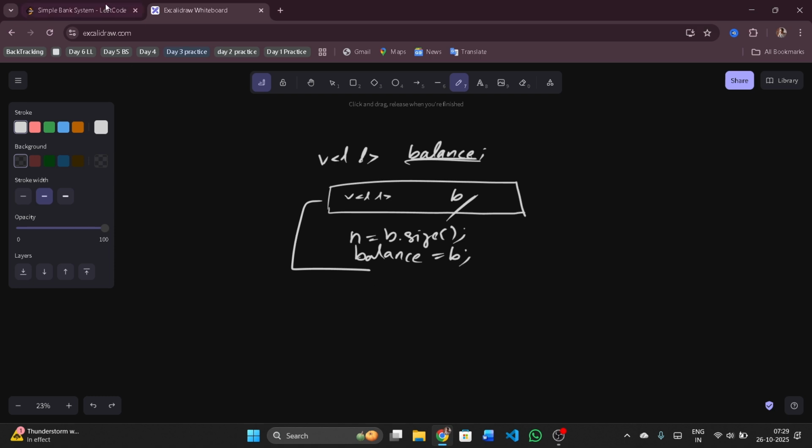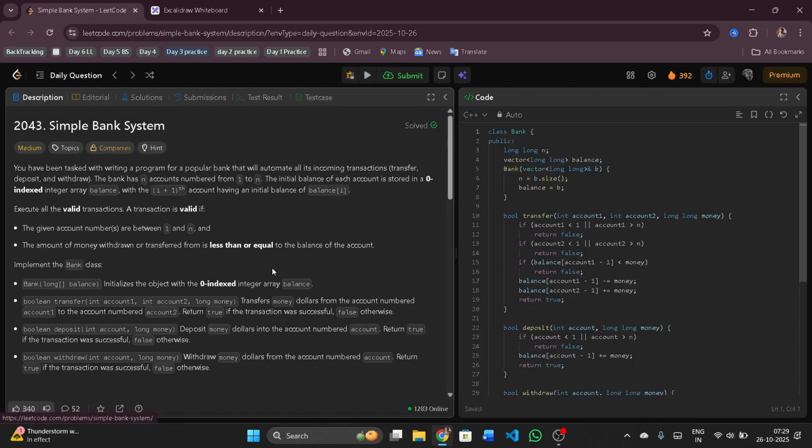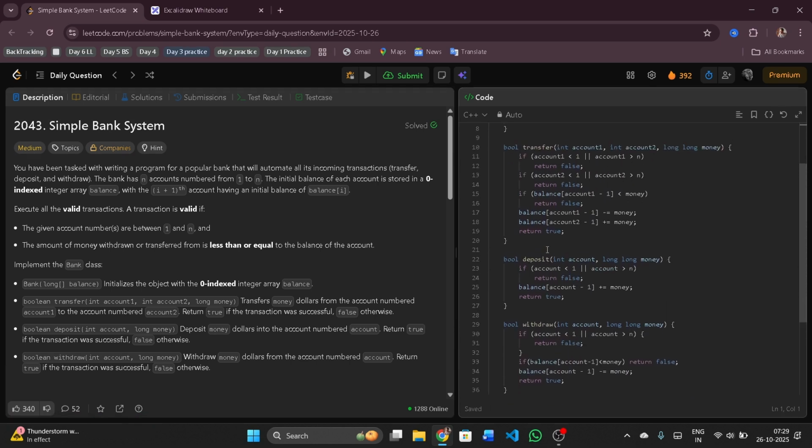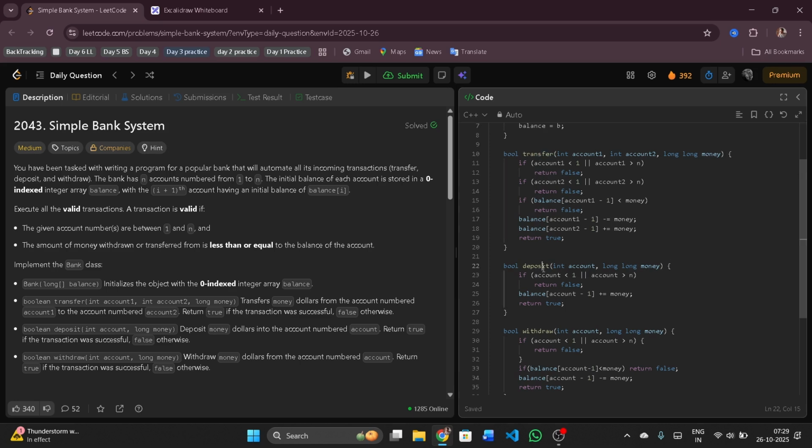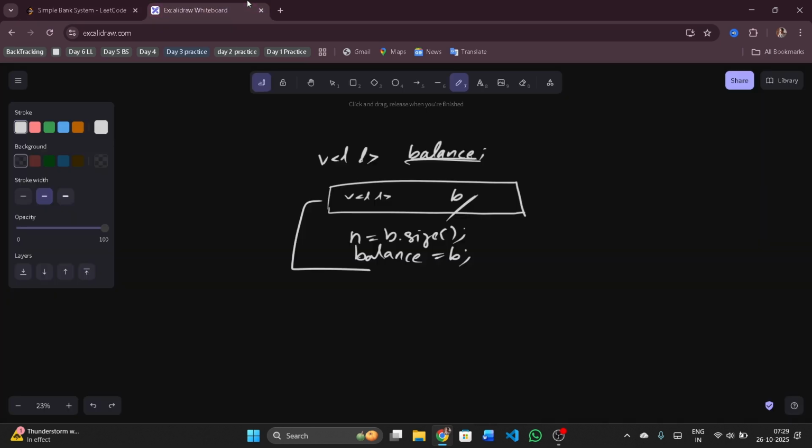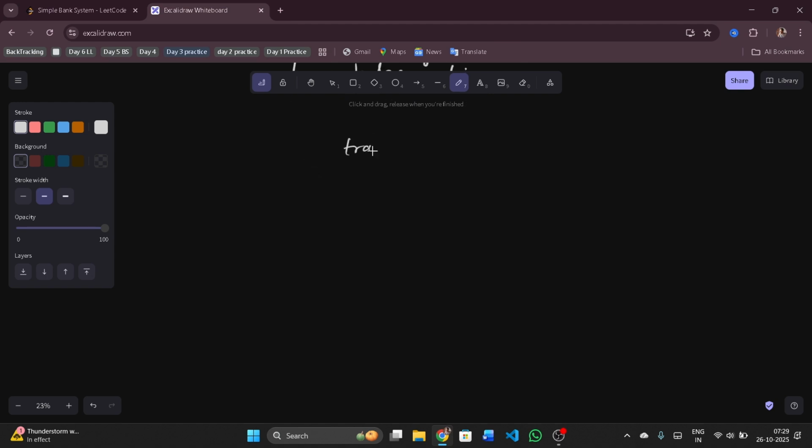Now let us look at the question. This is all the question is about, but we need to complete these three functions: transfer, deposit, and then withdraw. In the transfer function, we are given account 1, account 2 and amount. So we need to check, first thing, account 1 amount. This amount should be transferred from account 1 to account 2.